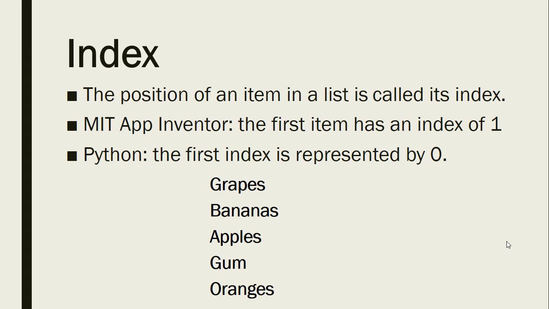All right, so that always gets a little confusing the first couple of times for people because it seems almost counterintuitive. So for example, if I said, "Hey, what is the index of apples in App Inventor?" you would say three. That's pretty easy. However, if I said, "What is the index of apples if the language is Python?" you would say two.